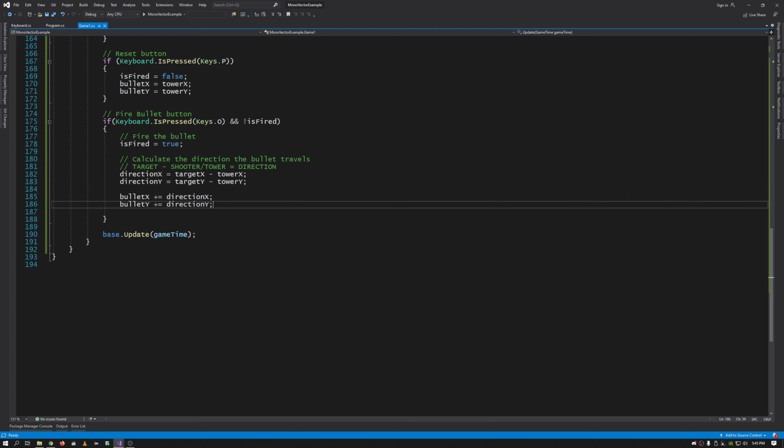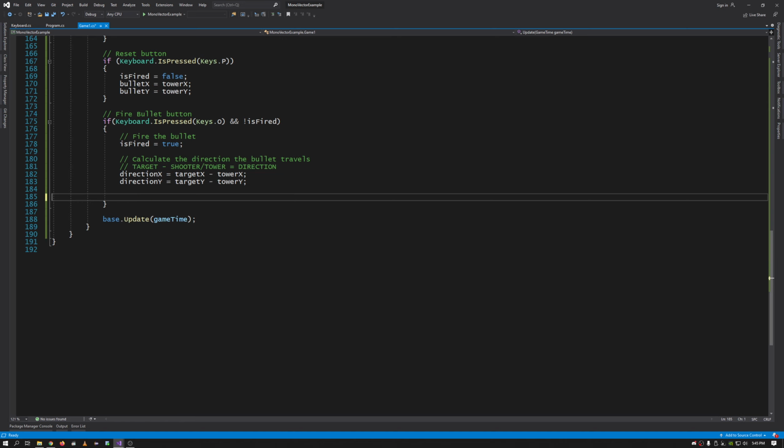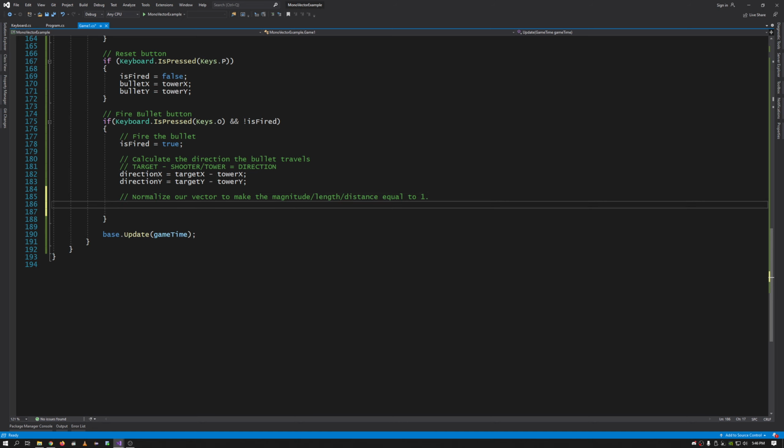And the best way to do that is to get rid of the distance, the magnitude. We want to normalize this vector. So normalize our vector to make the magnitude, also known as length, also known as distance, equal to 1. And once we have a vector with a distance of 1, we can then apply our own distance to it of how far we want it to go.